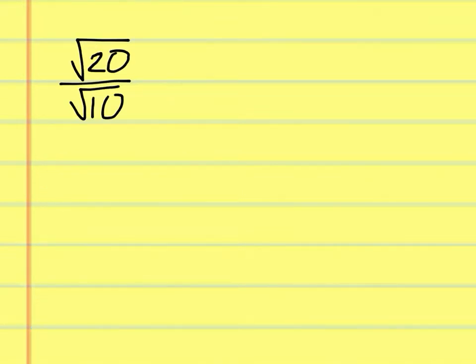In this problem, you have square root of 20 over square root of 10. Whenever you have two square roots, one over top of the other, you can simplify them just like you would a regular fraction. 10 goes into both numbers, so you can divide the 20 by 10 to get a 2, and divide the 10 by 10 to get a 1.